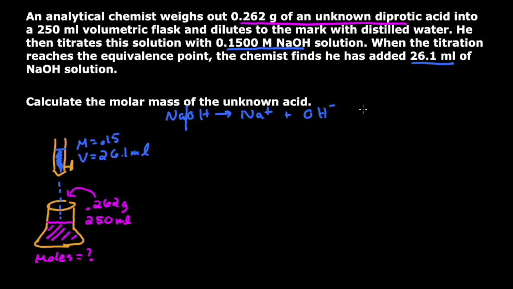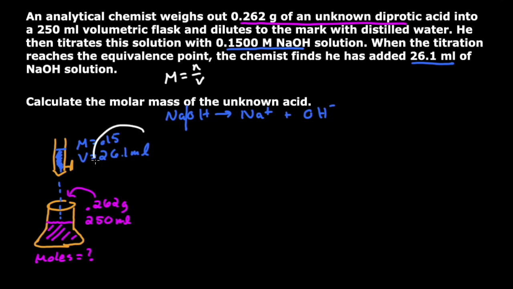And so if I have 0.15 molarity of this, and I have 26.1 milliliters of this, I can find how many moles of this I have. And that's because molarity is equal to the number of moles divided by the volume. And so if I take the molarity times the volume in liters, I'm going to get the number of moles in here.